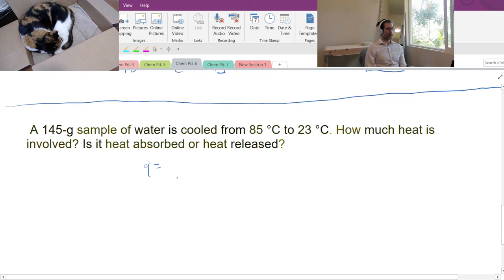times the specific heat of the sample times the change in temperature. Remember, our change in temperature is equal to the final temperature. It's really hard when my drawing tablet is not responsive. Delta T is equal to T final minus T initial.